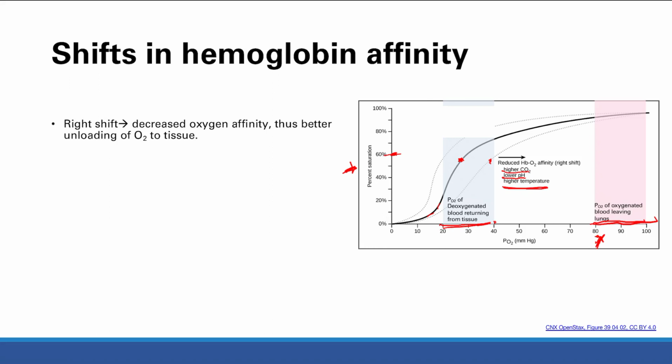All of those tell you need more oxygen, so you're going to shift the curve to the right to increased unloading of hemoglobin to the tissues, okay? So that should all make sense to you.